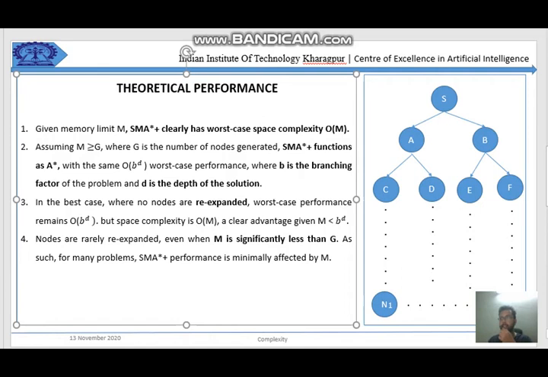Every node that is re-expanded adds to the cost of SMS star, which gives a worst case of G that is greater than or equal to B to the power D. However, since the size of the open list is M, the cost of adding and removing elements from the open list is less than A star when M is less than G. Empirical analysis shows that even when M is significantly less than G, SMS star performance is minimally affected by M, where M is the memory limit.